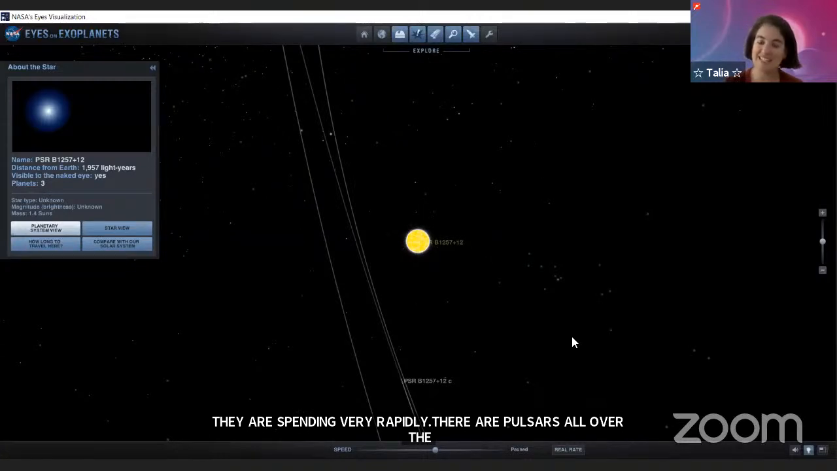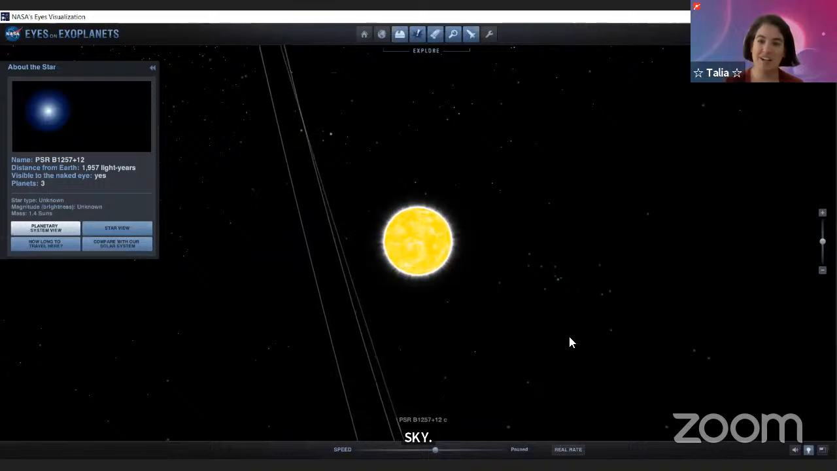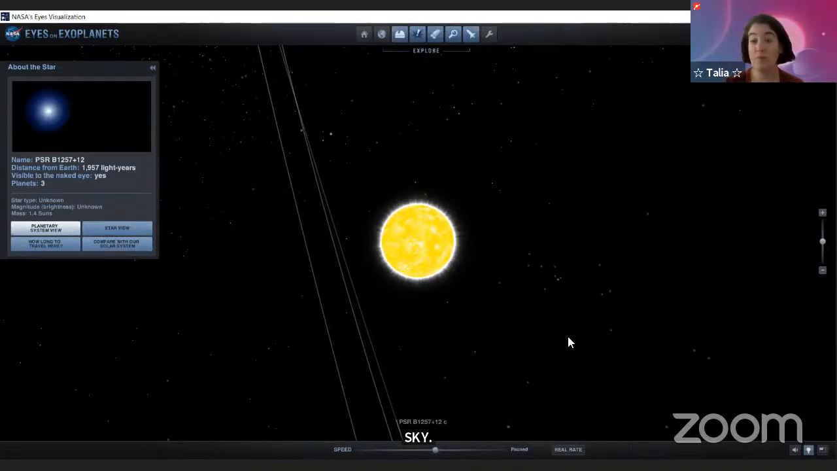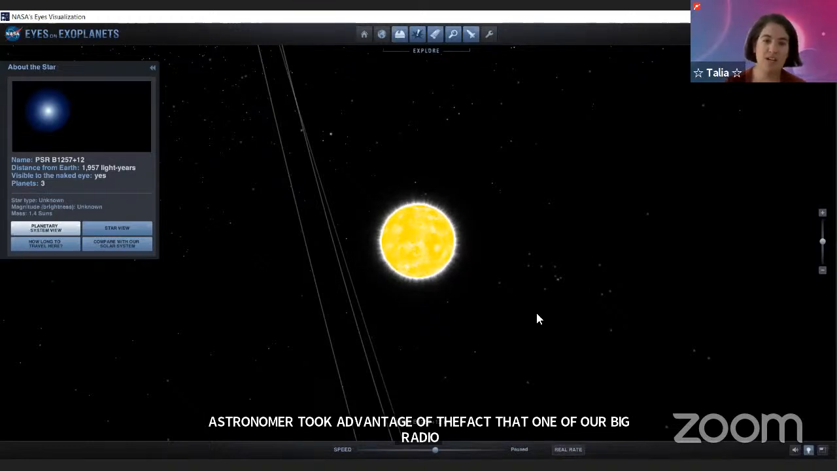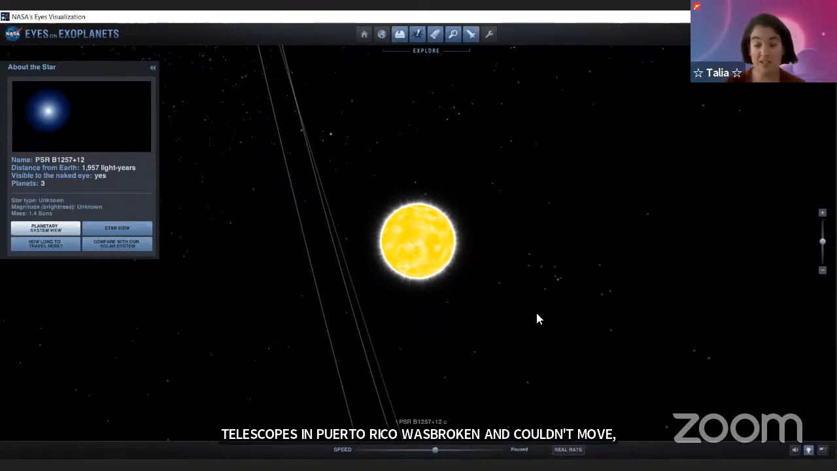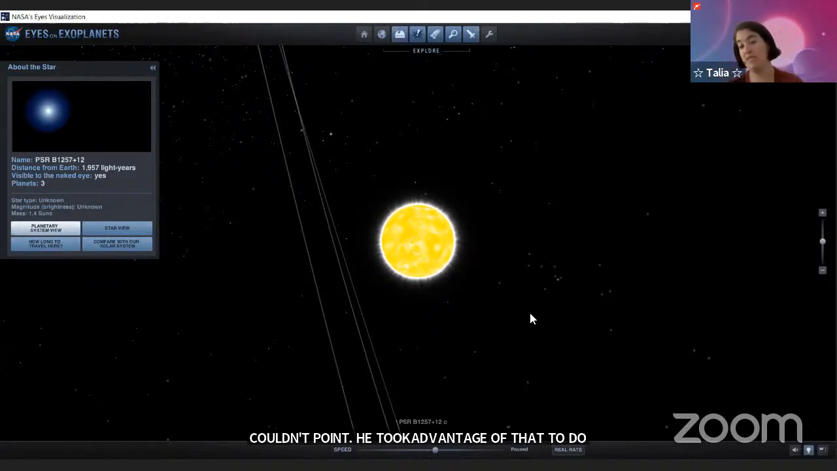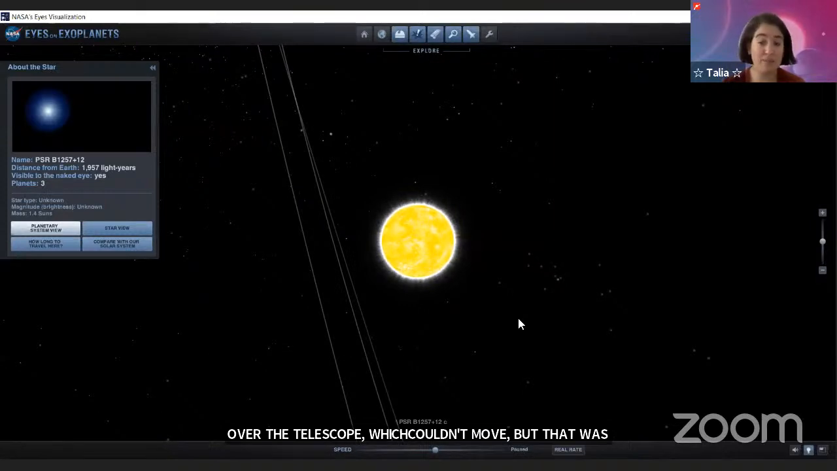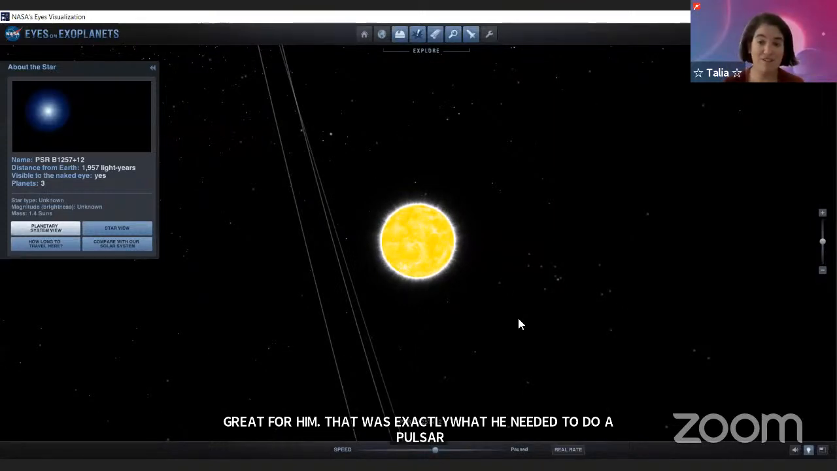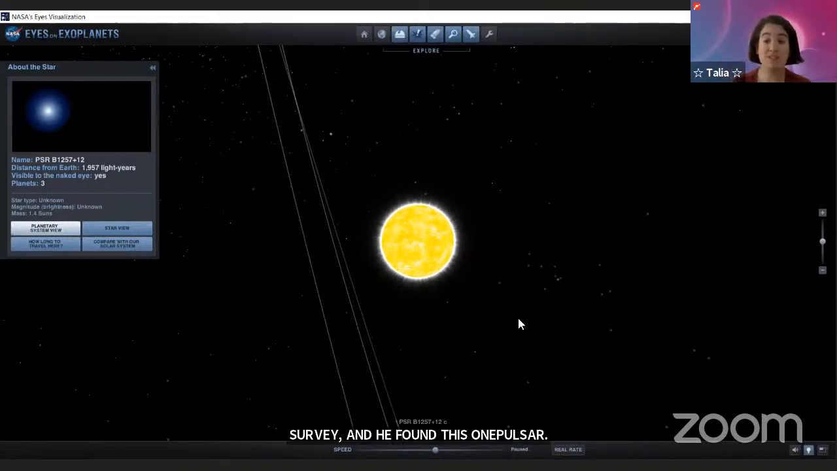And back in 1992, an astronomer took advantage of the fact that one of our big radio telescopes, one in Puerto Rico, was actually broken and couldn't move, it couldn't point. He took advantage of that to do a survey of pulsars in the sky, because the sky was just passing over the telescope, which couldn't move, but that was great for him. It was exactly what he needed to do a pulsar survey. And he found this one pulsar. Like I said, they spin very rapidly, and their spinning is very, very, very precise. Pulsars are like the timekeepers of the universe.